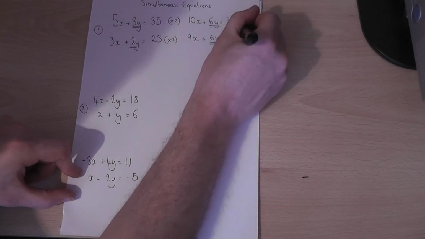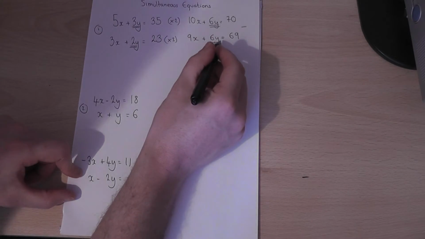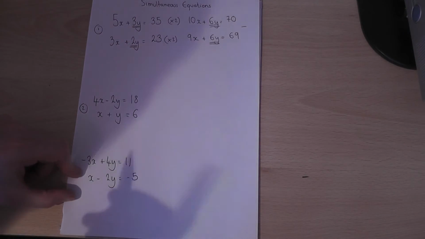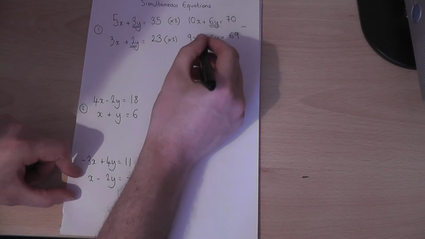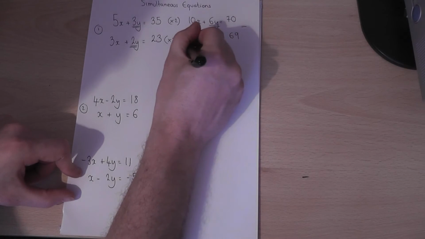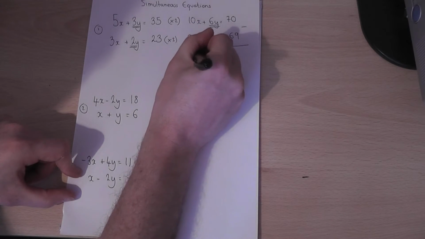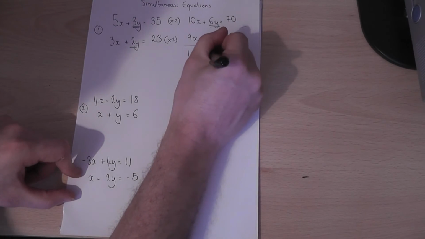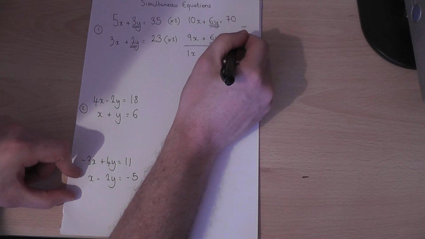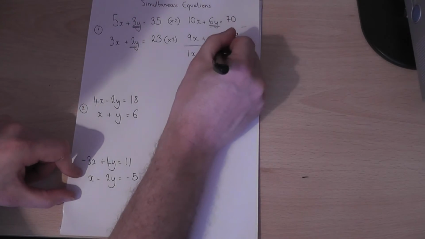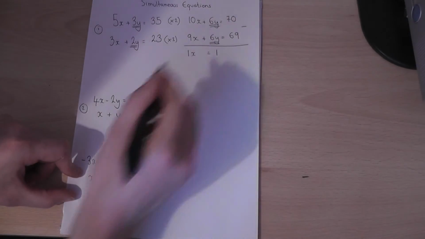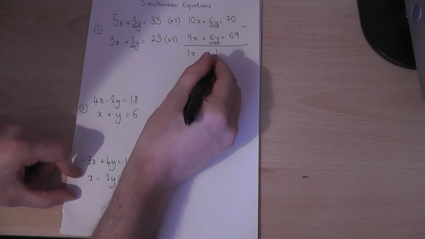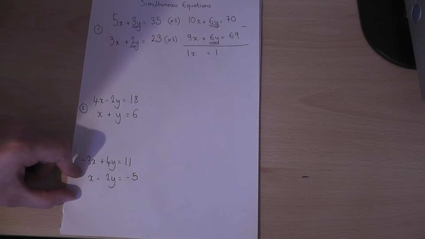If I now subtract the second equation from the first equation, watch what happens. 10x take away 9x is 1x. The 6y's cancel out. And 70 take away 69 equals 1. So 1x equals 1, i.e. x equals 1. So we found one of the letters.